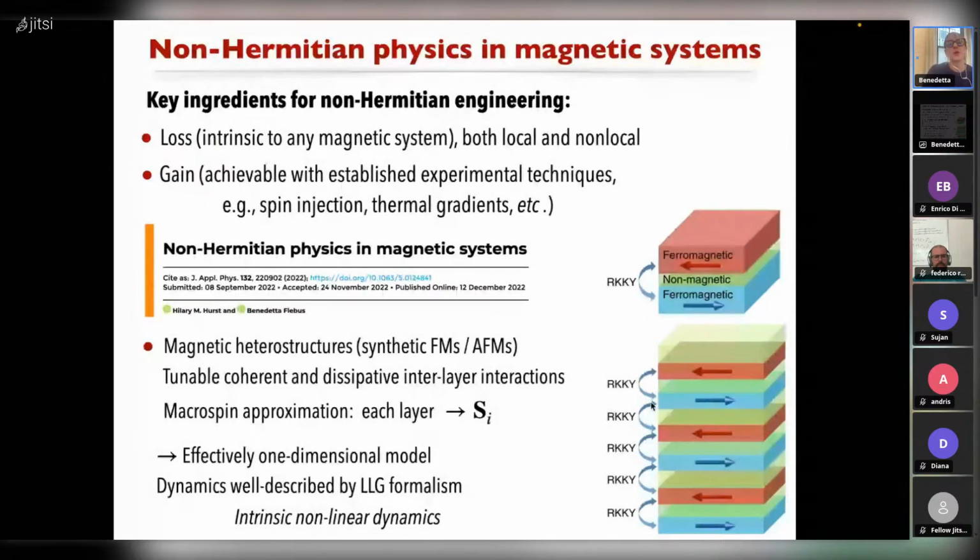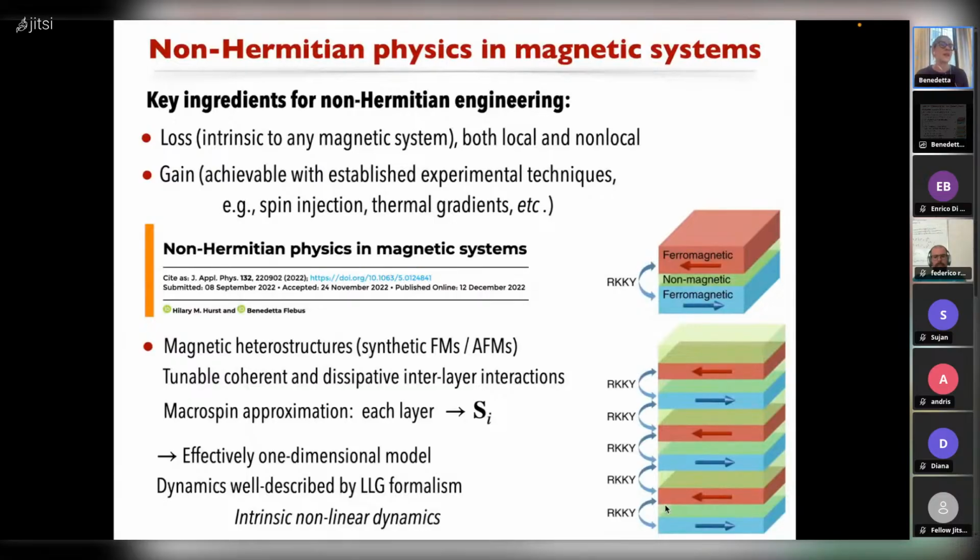And here, what you do is to take a very thin ferromagnetic film, and then you sandwich it between metallic spacers. And it's very well known that this metallic spacer can mediate coherent interactions and also in some cases dissipative interactions. And this heterostructure can also be driven by spin torque and generally spin current injections.